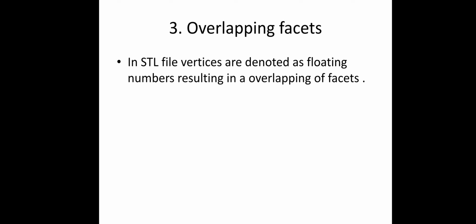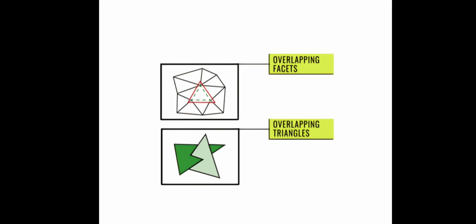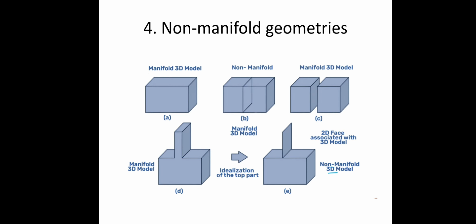The third one is overlapping facets. Overlapping facets also create problems in the printed parts. So in the STL file formats, overlapping facets will be generated. Overlapping triangles are shown in the bottom figure, and overlapping facets are shown in the top figure. It will also create problems in 3D printing.